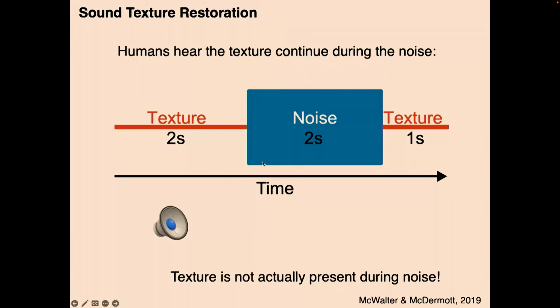Okay, and so I'll play this example. What you're going to hear is 2 seconds of texture, followed by 2 seconds of masking noise, and I'm actually going to turn the volume down here. Don't want anybody to lose their hearing. And the texture is the sound of applause. You'll probably have the sense that it continues during the noise.